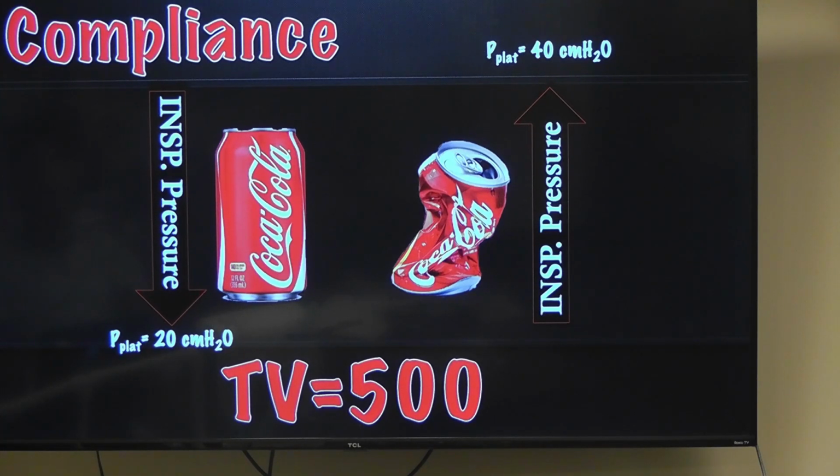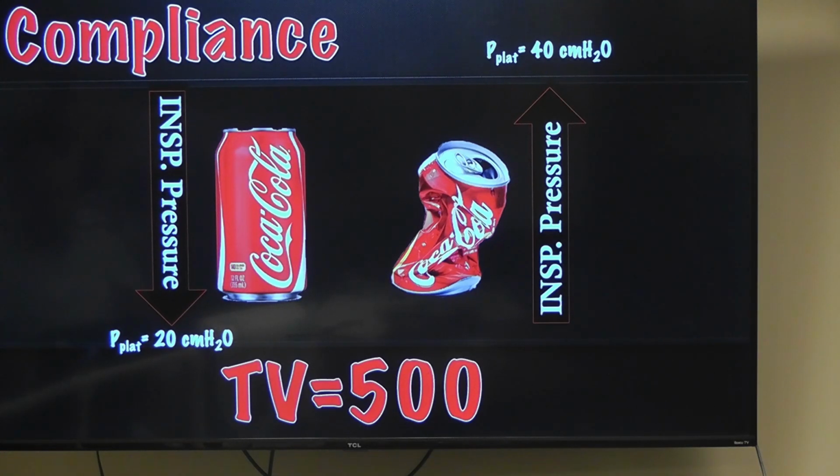So we're going to use a concrete example here of this Coke can. On the left, we have a fully intact Coke can, and I want to put 500 cc's into that Coke can. I need to push at 20 centimeters of water pressure to put my 500 cc's in there. On the right, I have that crushed Coke can. I want to put that 500 cc's in that same crushed Coke can. Smaller space, right? I have to push at 40 centimeters of water pressure to push that 500 cc's back into that Coke can.